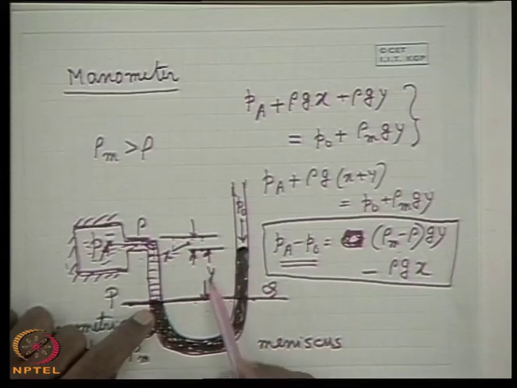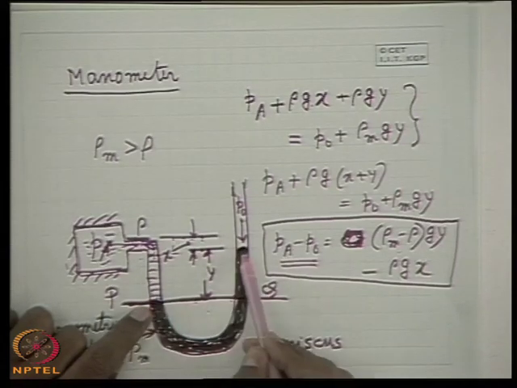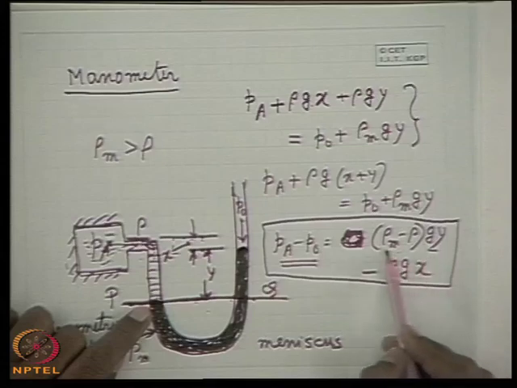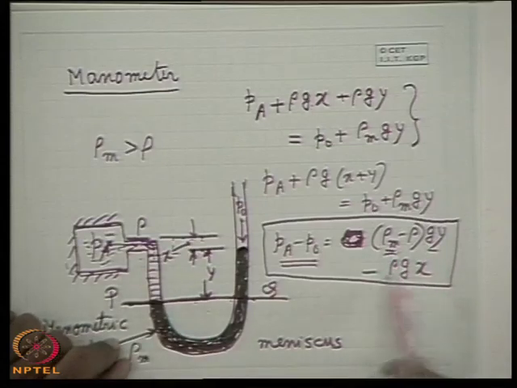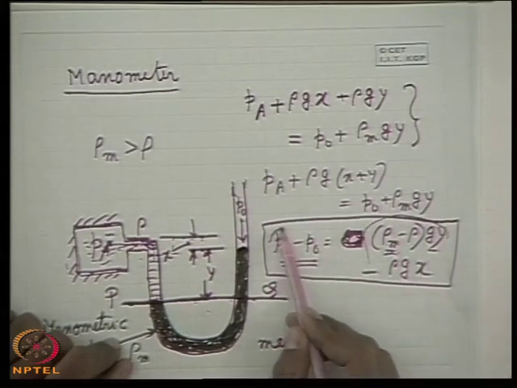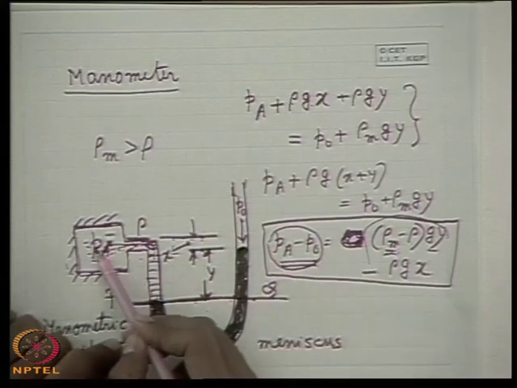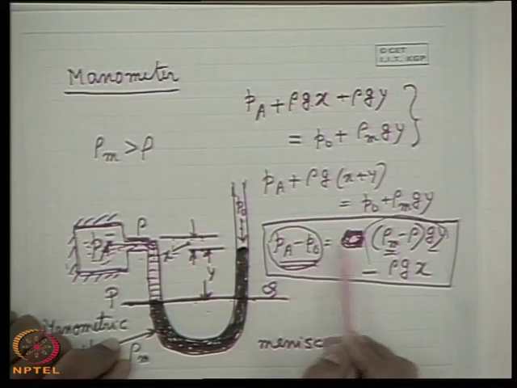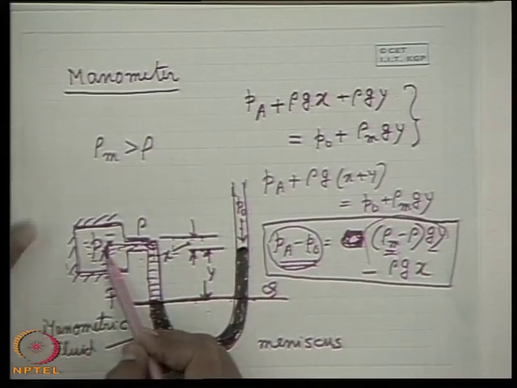That means, reading the deflection of this meniscus and the free surface, knowing the densities of the manometric fluid and the working fluid, we can only work out the difference of this pressure from the ambient pressure. Until and unless we know the ambient pressure, I cannot find out the absolute pressure.